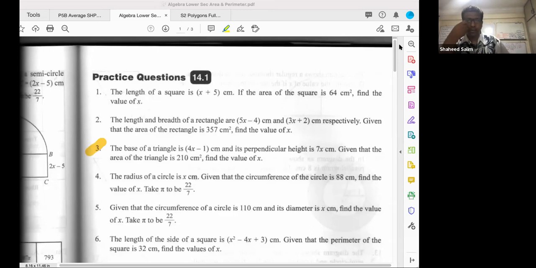Anyone got the answer? Anyone got the answer? Oh, Akila, well done, Akila. First goal scored by Akila in the Asian Olympics. Well done. Akila, can you do question number 2 while we wait? Not bad, Akila, not bad.